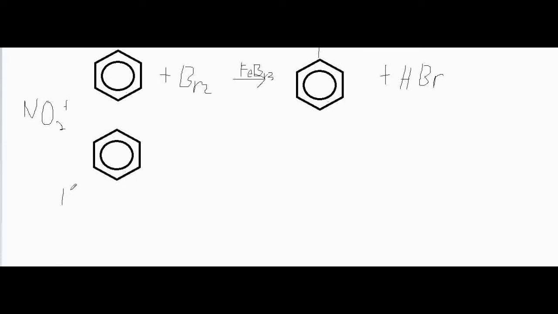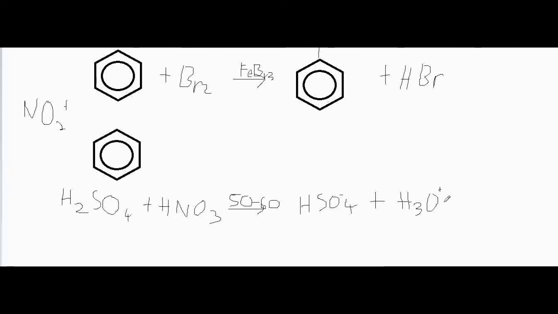So if we react H2SO4 with HNO3, and the catalyst will have a temperature of about 50 to 60 degrees, this is in Celsius, of course, we'll end up with the bisulfate ion plus the hydronium ion plus the nitronium ion, which is the one you want for this reaction.